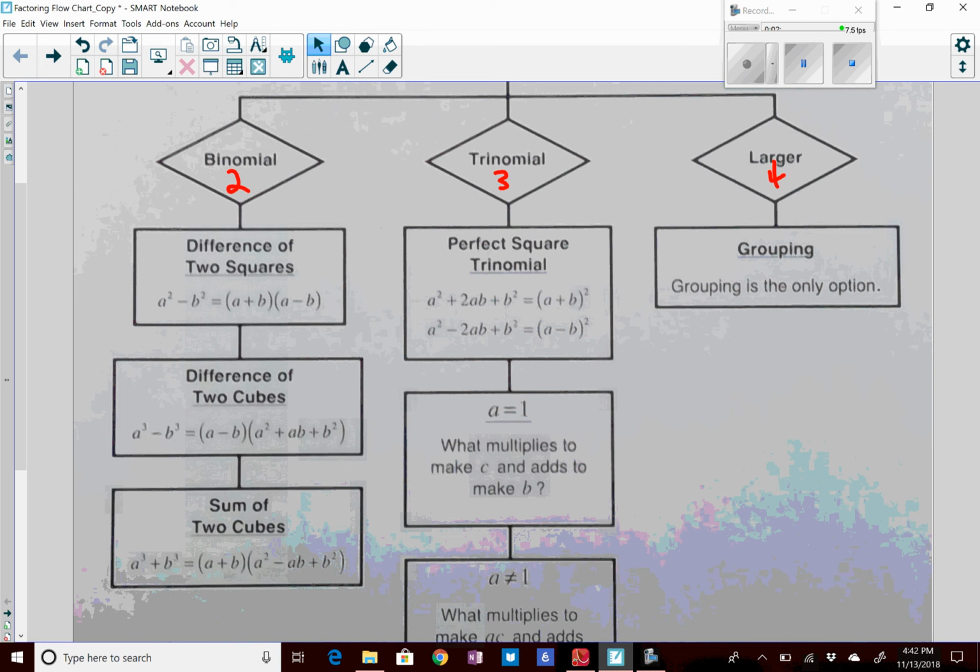Further down the chart, it talks about the difference of 2 cubes and the sum of 2 cubes. And we're going to hold off on that and deal with that a little bit later because, again, right now we're dealing with quadratics. So we'll concentrate on that right now.